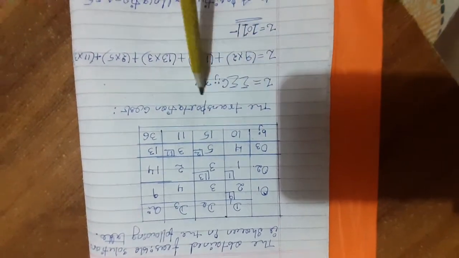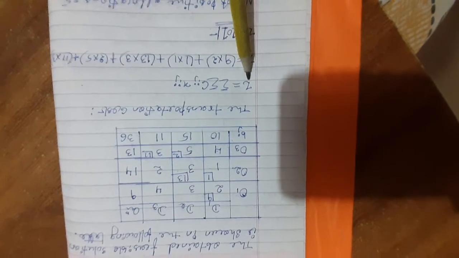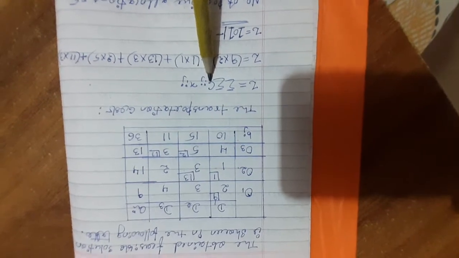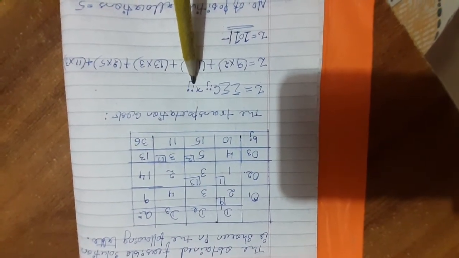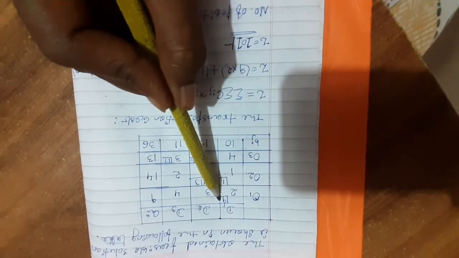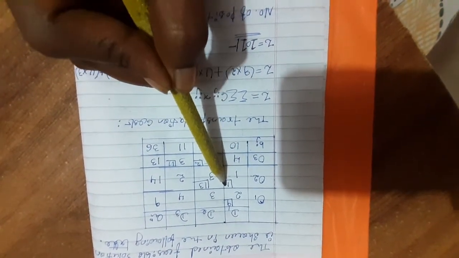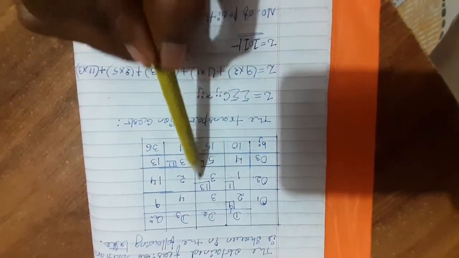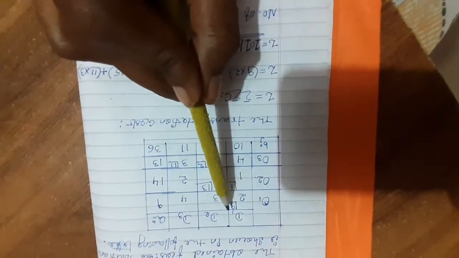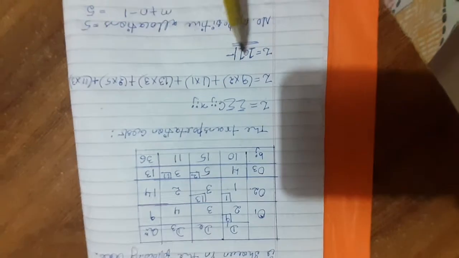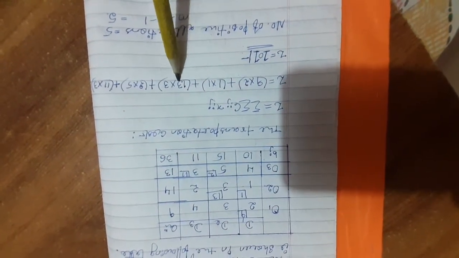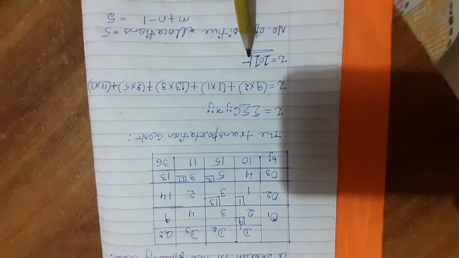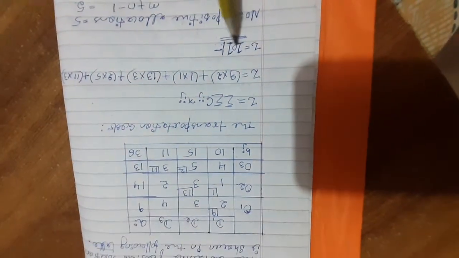Now the transportation cost is determined by z equals double summation Cij into Xij. C is the cost coefficient and X is the number of units. Wherever we have allocated the number of units, that should be multiplied by the cost coefficients. So 9 into 2 plus 1 into 1 plus 13 into 3 plus 2 into 5 plus 11 into 3. So total is 101 rupees. Transportation cost is 101 rupees.